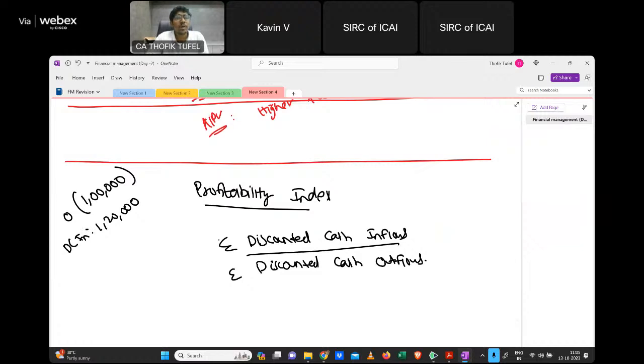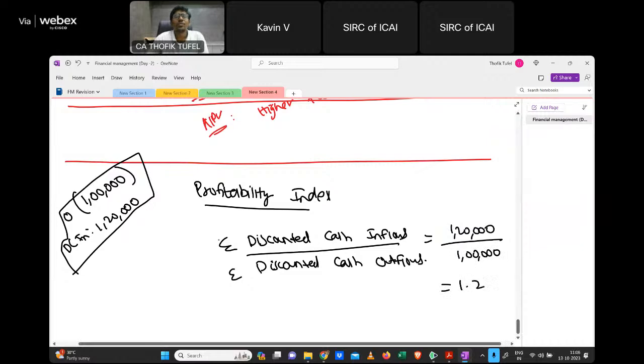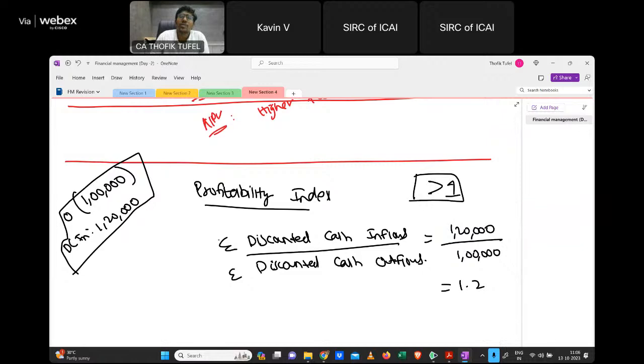Under NPV, what will you do? Discounted cash inflow minus discounted cash outflow, and you write the answer. If it is positive, you accept. So this is one way of telling, the number way. In the ratio way, it is the same thing. You're not subtracting; you're dividing discounted cash inflow by discounted cash outflow. Discounted cash inflow is 1,20,000 rupees, and discounted cash outflow is 1 lakh rupees. So what is my profitability index? It is 1.2. So if the profitability index is more than 1, then you have to accept the project.